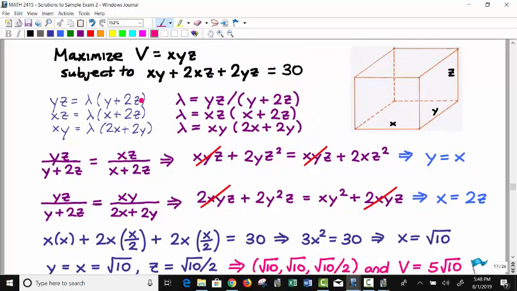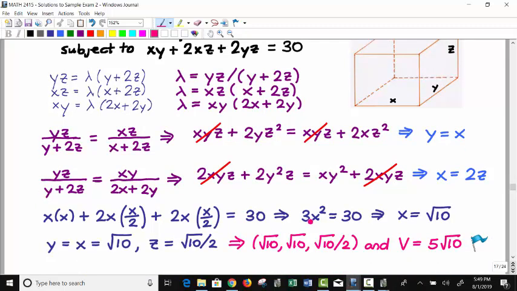So we go to our equation, our constraint right here. So y is x. So we have 2xz, where z is x over 2, plus 2x times another x over 2 equals 30. You get 3x squared equals 30. That means x squared equals 10.